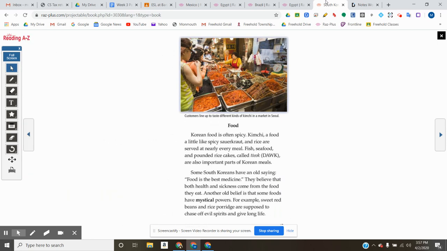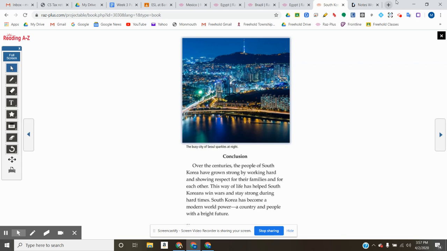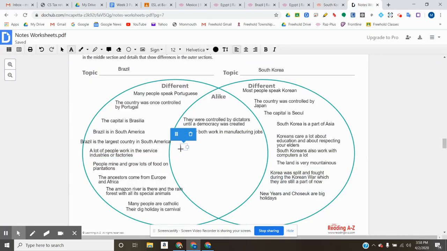Sorry, I really don't have much to say other than just taking notes. Both countries eat a lot of rice and spicy foods. So what we find is that there's a bunch of differences and only a few ways that they're similar. They both were controlled by dictators and controlled by other countries. And eventually, they were able to break free and create a democracy for themselves. They also both have a lot of workers in manufacturing jobs. And in terms of food, some of their food is very similar.